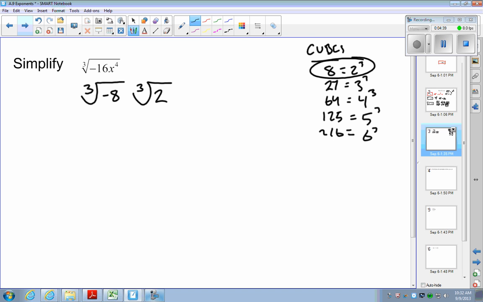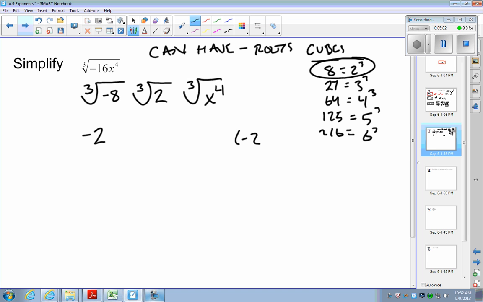I'm going to keep the x to the 4th like this, and I'm going to handle each piece individually. Cube root of -8 is -2. Now, a neat thing with cubes is you can have negative roots. You can't do that with square roots because you can't square something to get a negative. But if you do -2 cubed, you will get -8. So you can have negative roots as long as you're in cubes or anything to an odd power, basically.